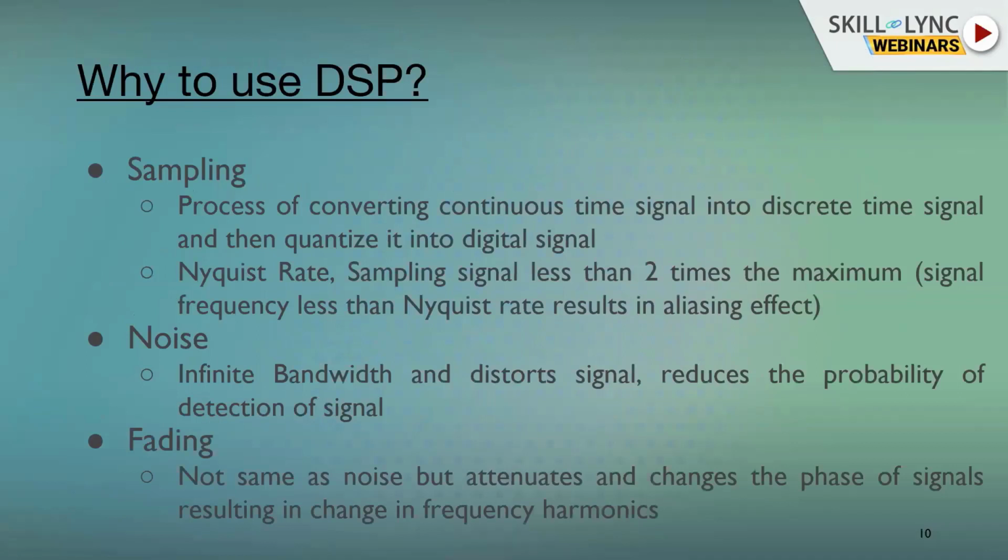So, okay. Why do we use the DSP? The first thing, we'll go back to the basics of the DSP. What is sampling? Sampling is the process of converting the continuous time signal into discrete time signals, and quantization, as I said. So why do we follow the Nyquist rate? Because it reduces the aliasing effect.